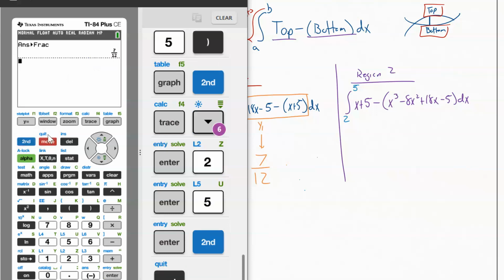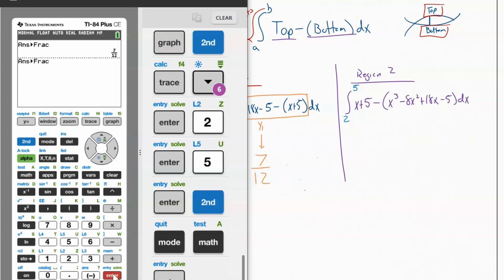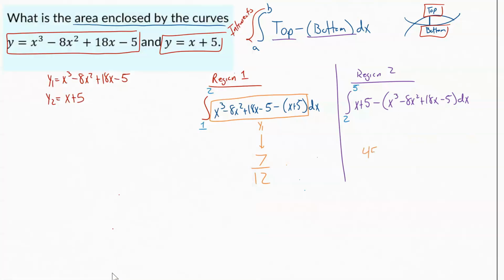Again, we could turn that into a fraction if we want to. You go second quit to get back to the home screen. Hit the math button and again choose that number one option, fraction. It'll take that answer we just grabbed and turn it into a fraction. So we get 45 over 4. So our second region is 45 over 4.